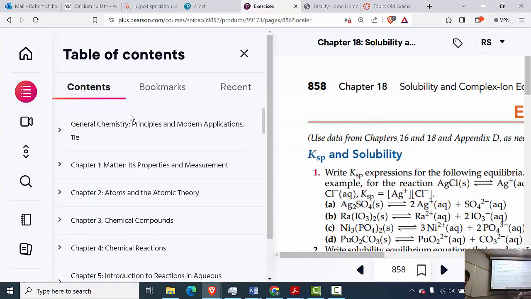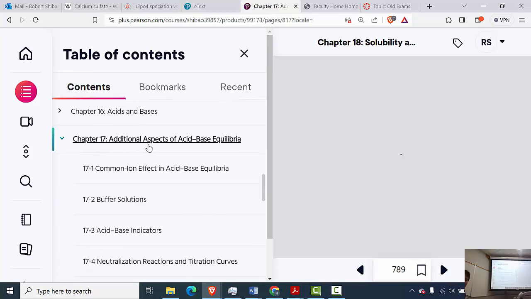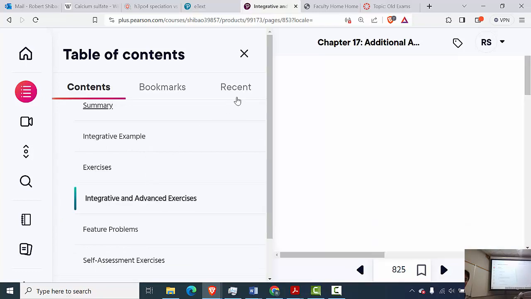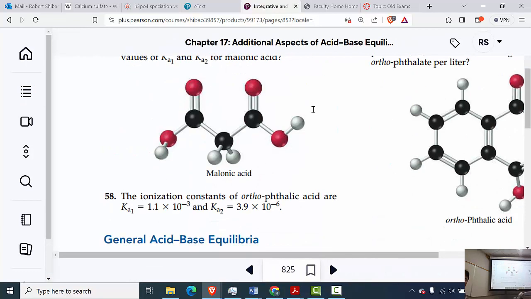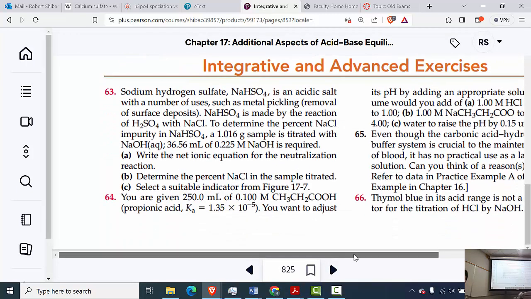And so I would go through and just go through, okay, this is how you solve this. This is how you solve that. And so we looked at the integrative advanced exercises. So I would just go through those.